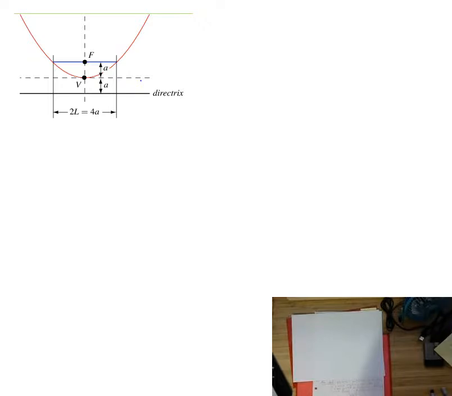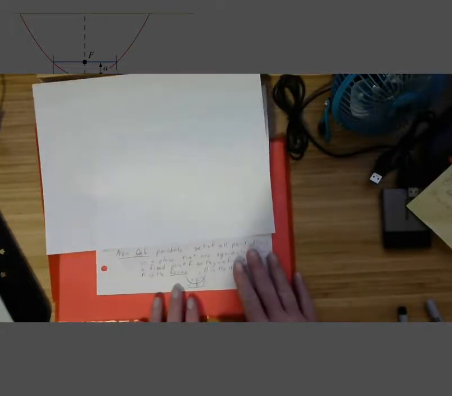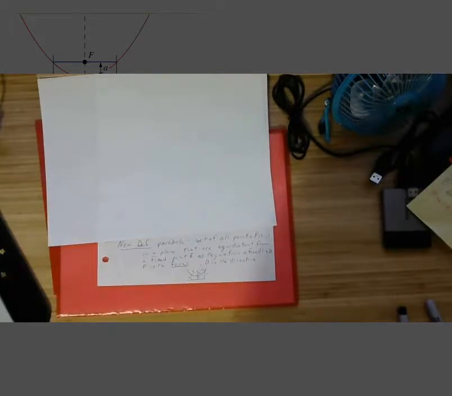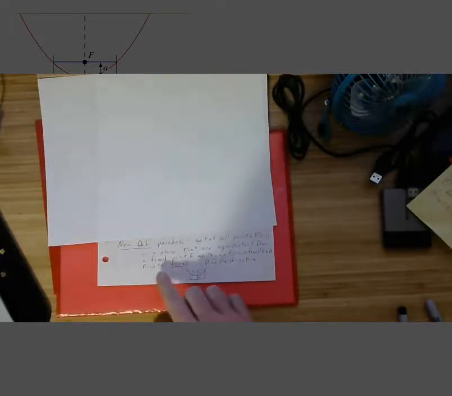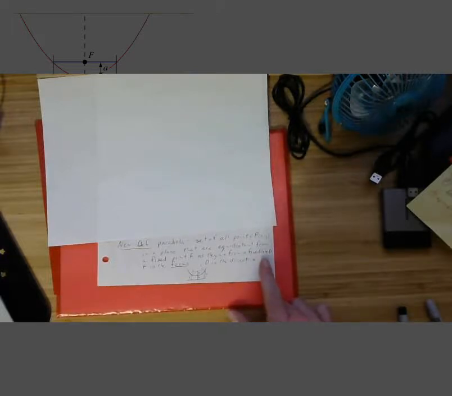Now let's take a look at some of the notes for this section. Now I have most of these already written out, and I hope that you can read them. The definition of a parabola is the set of all points P(x, y) in a plane that are the same distance, equidistant, from a fixed point F as they are from a fixed line D. F is the focus and D is the directrix.